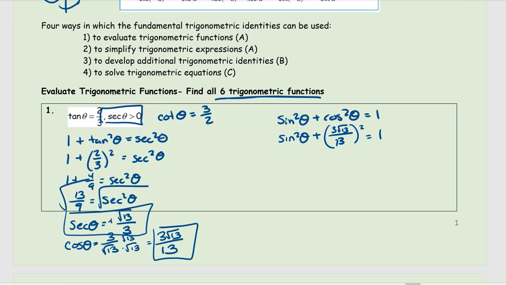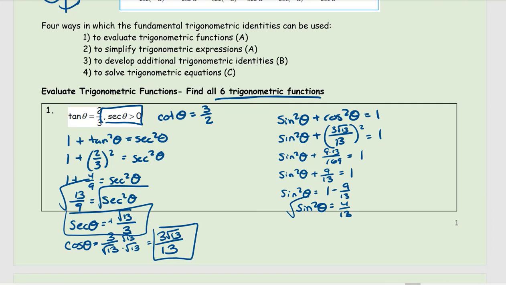So we have sine squared theta, and then we square everything here, and we get 9 times 13 over 169 is equal to 1. We're going to reduce that a little further. 3 goes into 169 13 times, so now we have 9/13. We then move our 9/13 to the other side, so sine squared theta is equal to 1 minus 9/13, and that's going to give us sine squared theta is equal to 4/13.